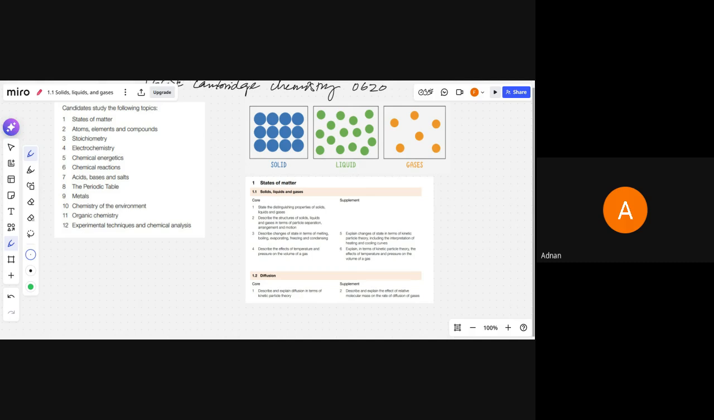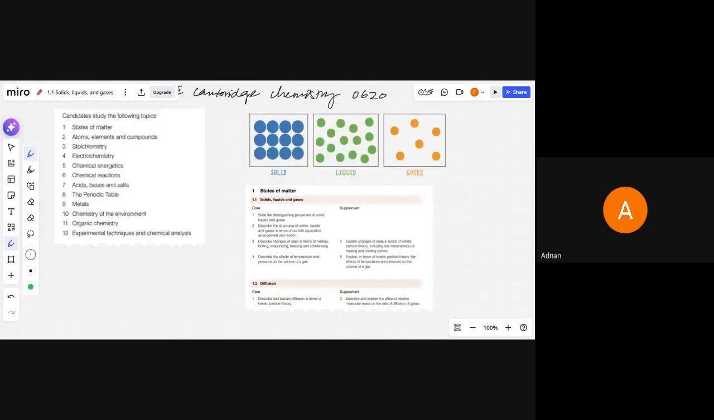And subtopic 3 says: describe changes in state in terms of melting, boiling, evaporating, freezing, and condensing, right? So now what is melting? When a substance changes its state from a solid to a liquid, that is called melting. And when a liquid changes into a gas, that is called boiling.